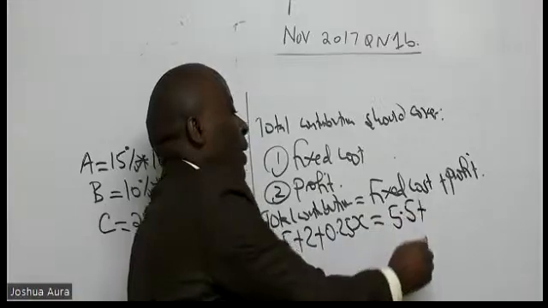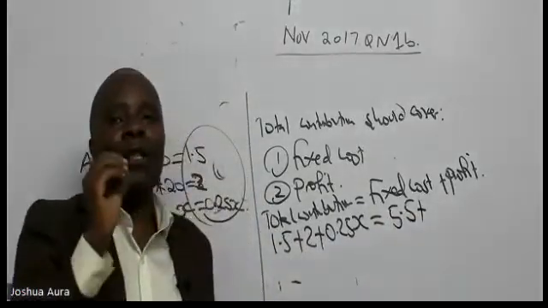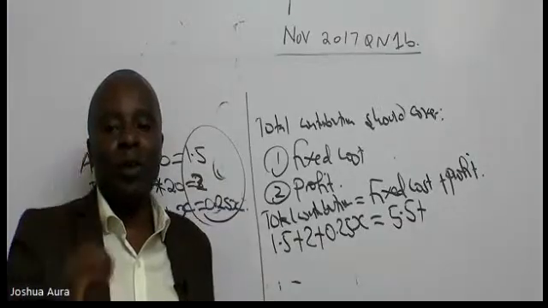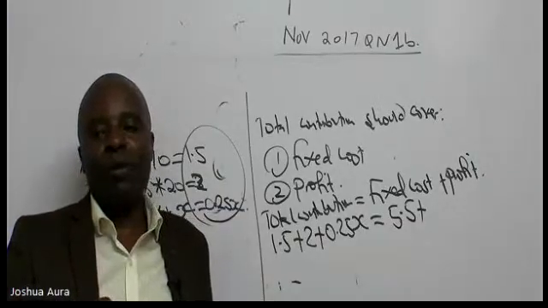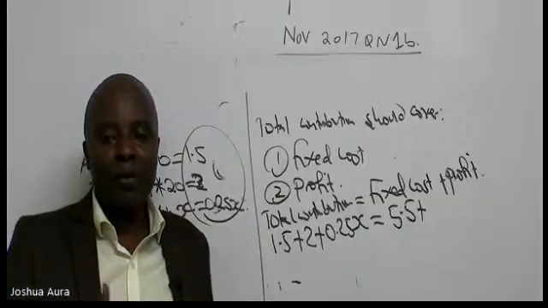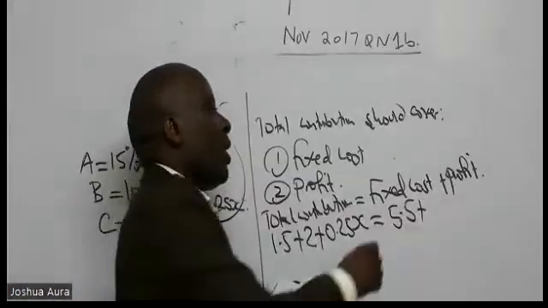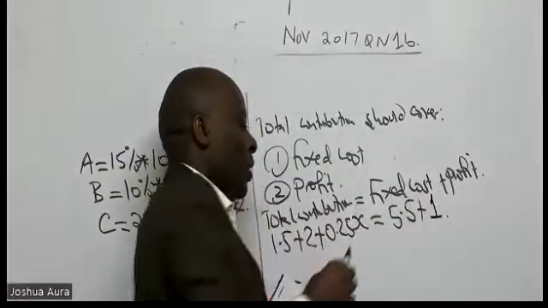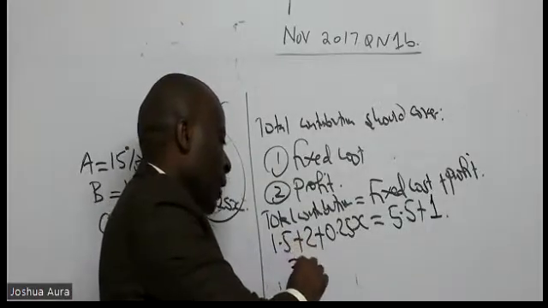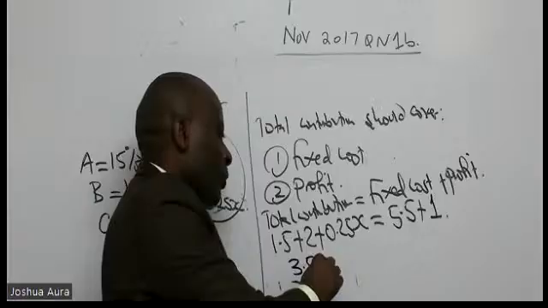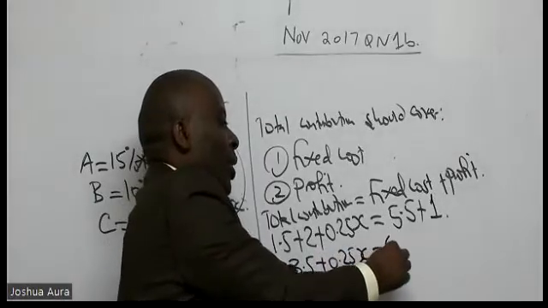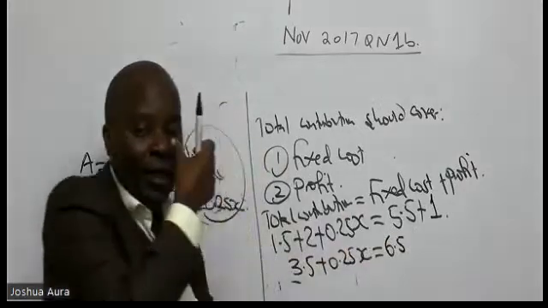How about profit? Is there any profit that these guys are targeting to get? Yeah, it's 1 million, isn't it? All my figures are in millions. So in this case here, we have plus a profit of 1. So then this will give me 3.5. So 3.5 plus 0.25x should be equal to what here, somebody? Should be equal to 6.5 million, like that.